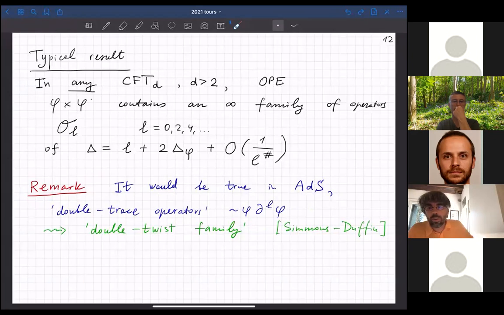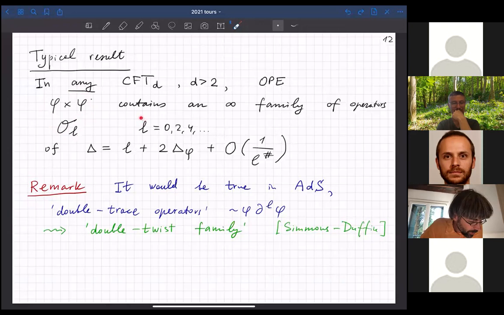Okay, I'm not going to explain how this works, but the typical result that you can obtain is that you can show, for example, that any conformal field theory in D larger than 2 dimensions, if you take an OPE of two, for example, scalar primaries, then in this OPE, you should find an infinite family of operators that we can denote O_L of even spin. I'm just giving the simplest result of this kind. You can generalize it in various ways.